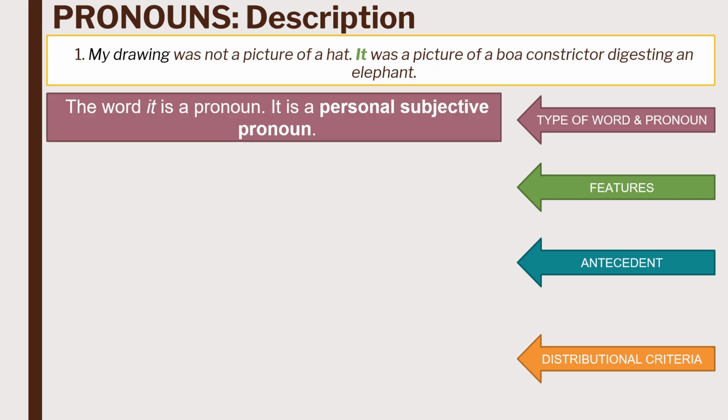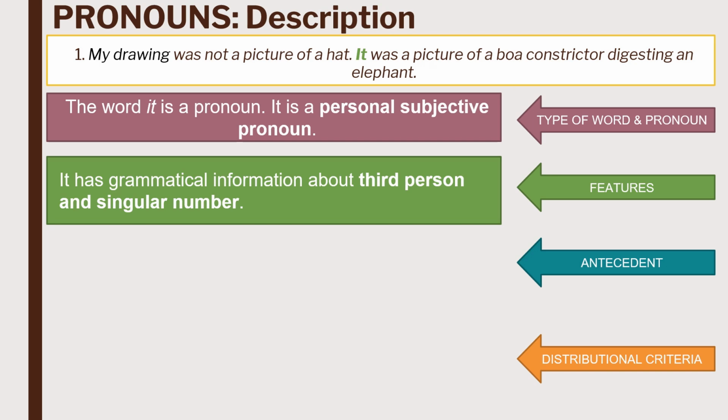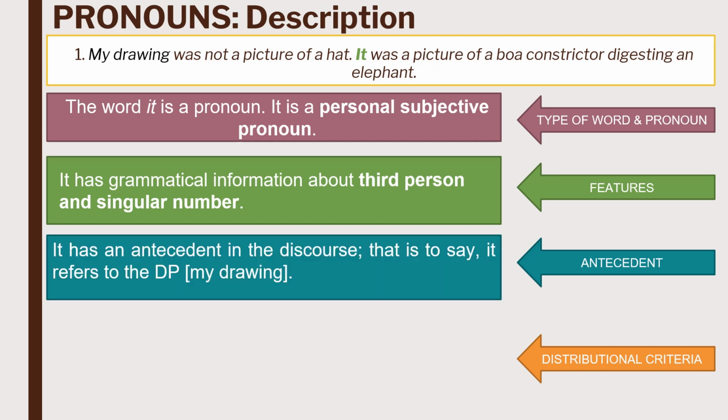With respect to the type of pronoun it is, in this case, it is a personal subjective pronoun. It has grammatical information about third person and singular number. It has an antecedent in the discourse. In this case, it refers to the DP my drawing, with which it shares features. That is, the DP my drawing also has third person singular number features.